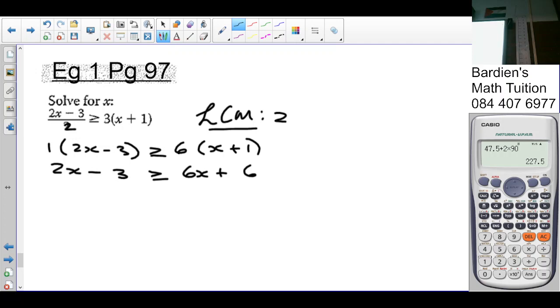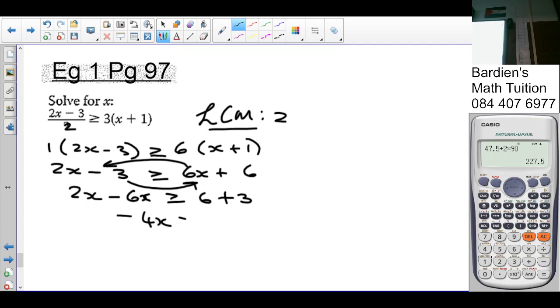Alright, what do we do now? X is one side, number is one side. So I'm going to take the 6x over and that negative 3 on the right hand side. So I got 2x minus 6x is more than or equal to 6 plus 3. What is 2x minus 6x? Negative 4x is greater or equal to 9. Divide by negative 4 both sides. So x is greater than or equal to negative 9 over 4. You all agree with that?